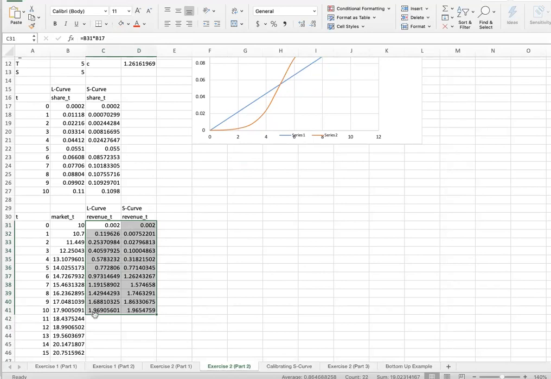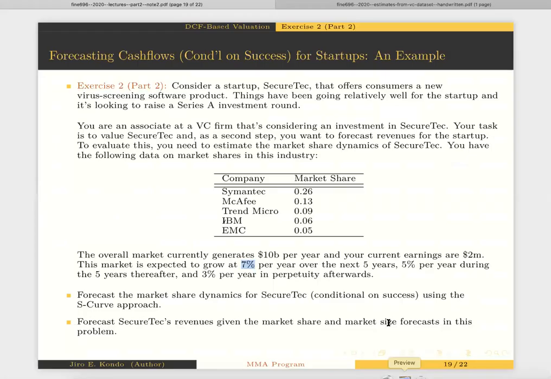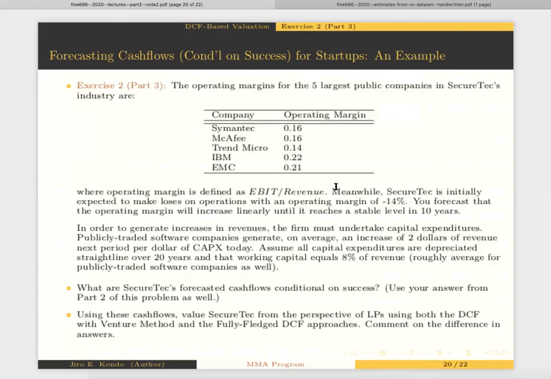Then what we're going to want to do next is estimate the rest of our cash flow components conditional on success given these revenue forecasts. So how do we do that? The next thing is, how do we go from this top-down forecast of revenues conditional on success to estimating all of the components necessary for getting the cash flows of a startup? Because at the end of the day, we want the cash flows of the startup so that we can combine that with our discount rate to get an estimate of the value of the startup.